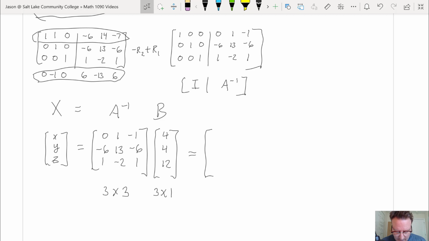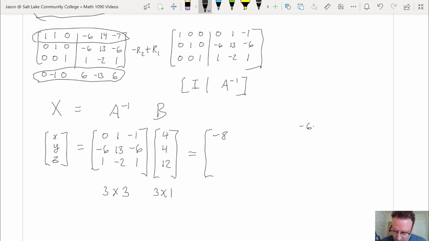Let's see, 0 times 4 is, sorry, 0 times 4 is 0. 1 times 4 is 4. Negative 1 times 12 is negative 12. 4 and negative 12 is negative 8. Okay. The next dot product is going to give me negative 6 times 4. You know what? I'm going to write this one out right over here.